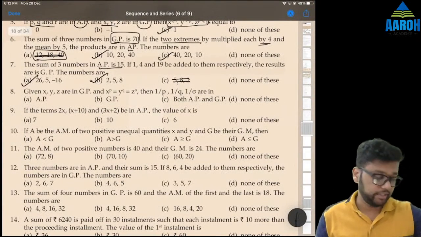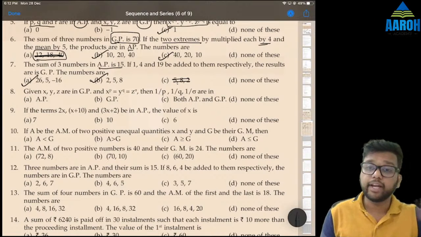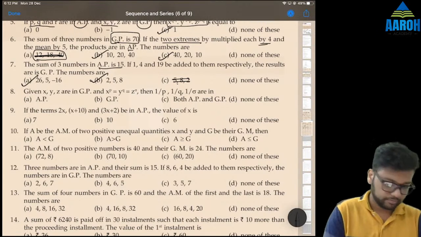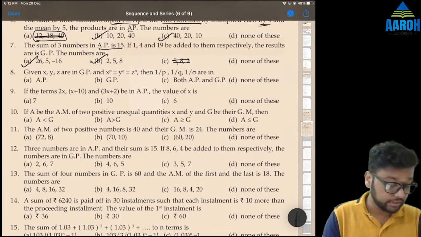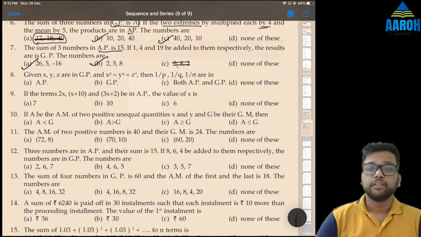A and B both, Vaibhavi, right? Akanksha also. A and B both, not just A. In exam, obviously, this is not going to happen. Okay.